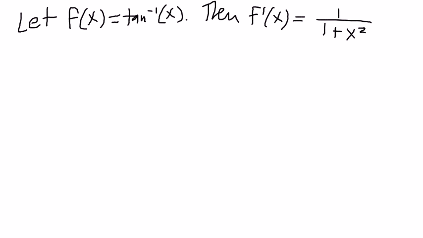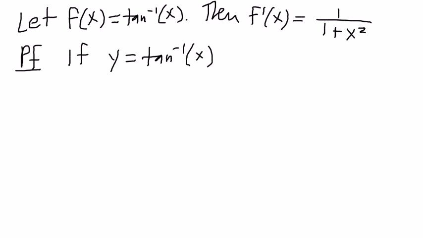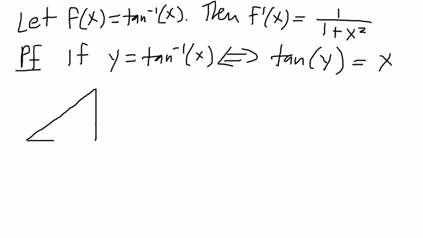Okay, so proof. It's a little bit different, but if y is tangent inverse of x, then tangent of y is x, which means if we make this triangle, the angle be y, tangent is opposite over adjacent, and so that means that the hypotenuse is actually the square root of 1 plus x squared by Pythagorean's theorem.